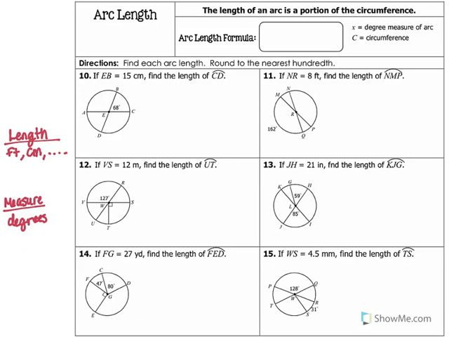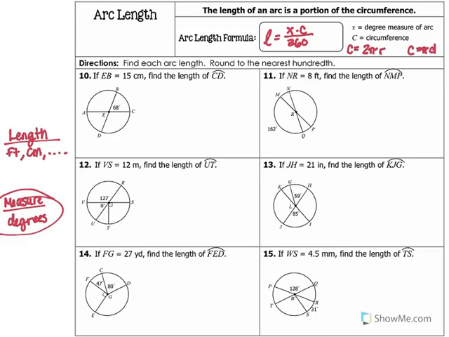So I'm going to give you the formula for arc length. It is length equals x times C over 360. So x is the degree measure of the arc, so that's going to be this. C is your circumference, and you're going to have to find your circumference on these, so you're going to have to use what you learned last week. Remember that circumference is 2 pi r, or you can say circumference is pi times diameter. You can use either of those.